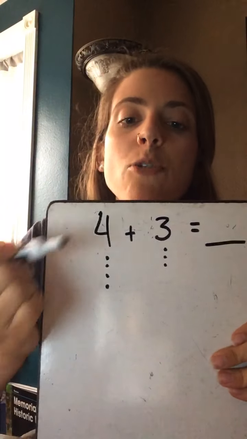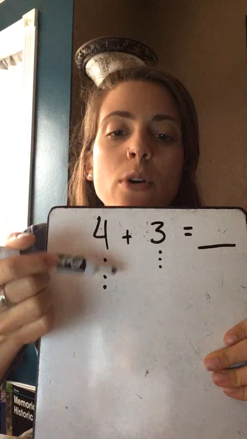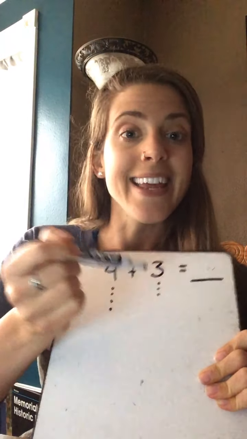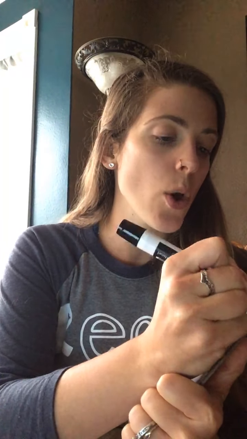All right, for this pattern, we're going to start off with 4 plus 3. This should be pretty easy. 4 plus 3. Before I even show you, I bet you already know the answer. 4 plus 3 more. So let's count it on. 4, 5, 6, 7. So we have 7 ones, or 7 in the ones place. And I'm going to add our dots. 1, 2, 3, 4, 5, 6, 7.